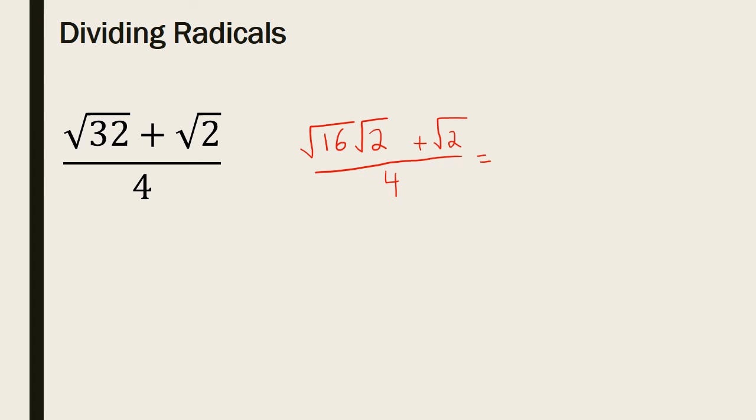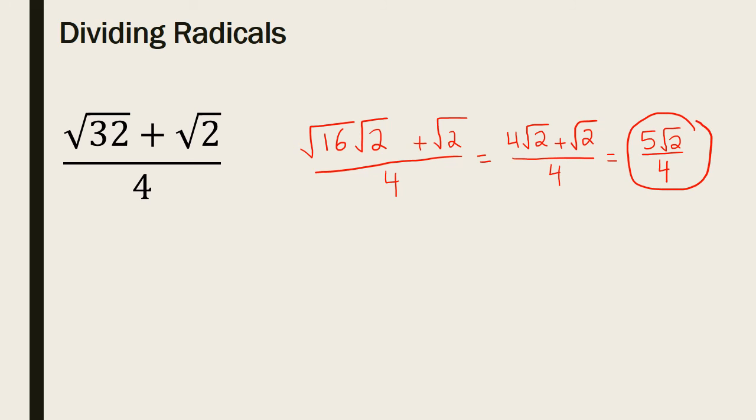I know that radical 16 is 4, so I have 4 radical 2 plus radical 2 over 4. Now I have like terms at the top of the fraction. 4 radical 2 plus 1 radical 2 is 5 radical 2. So I'm going to end up with 5 radical 2 over 4. Now, this fraction is in the simplest form and cannot be simplified anymore. So that's the final answer.